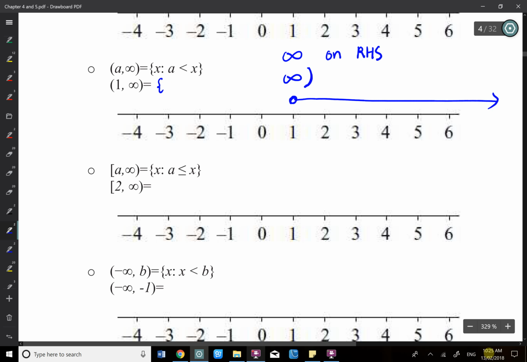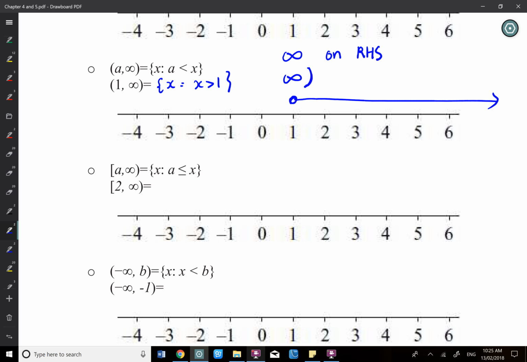And the way you can write it is x greater than 1, or 1 less than x. X is greater than 1. The requirement is only bigger than 1. Anything will be fine.